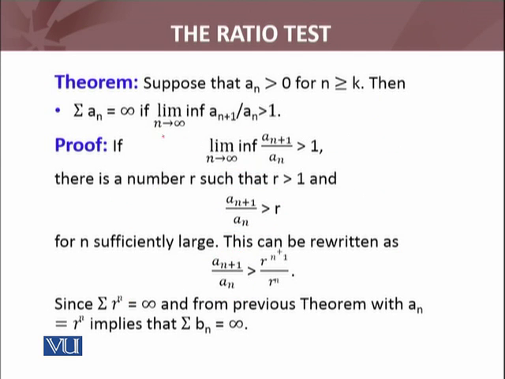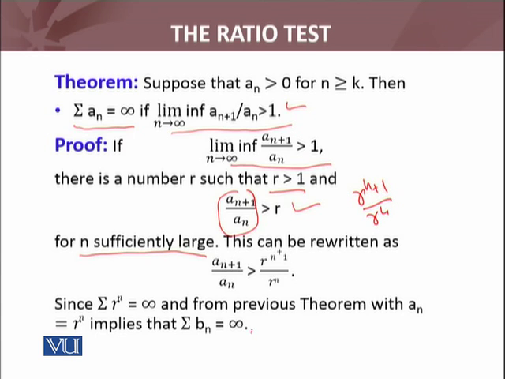The other part is if limit inferior of an plus 1 over an is greater than 1, then summation an is divergent. अब अगर limit inferior जो है वो greater than 1 है, so there must be a real number r which is greater than 1 such that an plus 1 over an जो ये ratio है it is greater than r for sufficiently large n. अब अगर ये true है तो हमारे पास वही argument हम use करेंगे, an plus 1 over an will be greater than r raised to n plus 1 over r n.